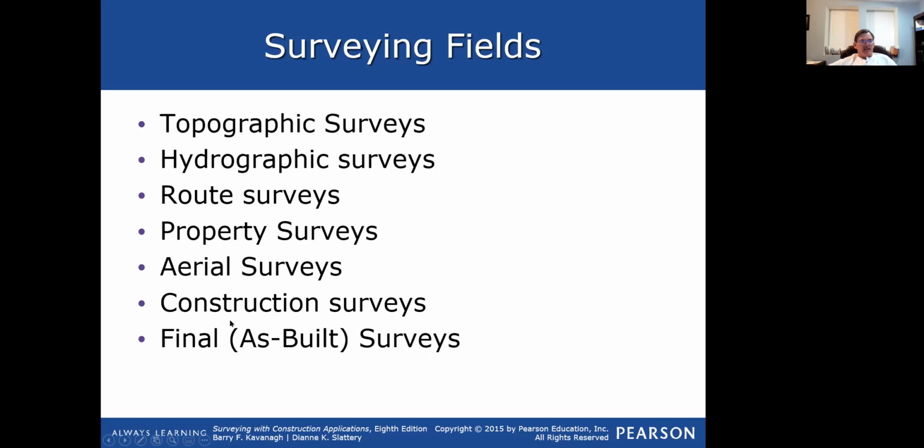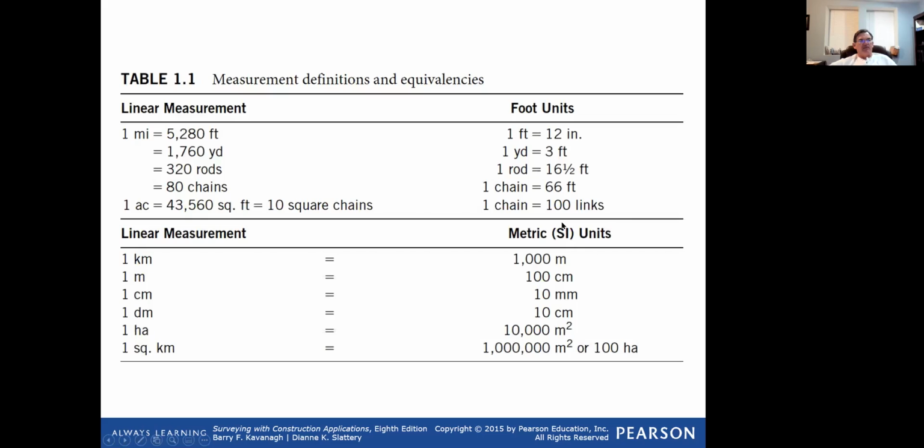Construction we talked about, that's literally laying out on a construction site what needs to happen, and the as-builts we've already discussed. This little chart might be helpful to you a little bit, but we're really only going to deal with feet. 1 mile is 5,280 feet. That's really all we need to worry about.